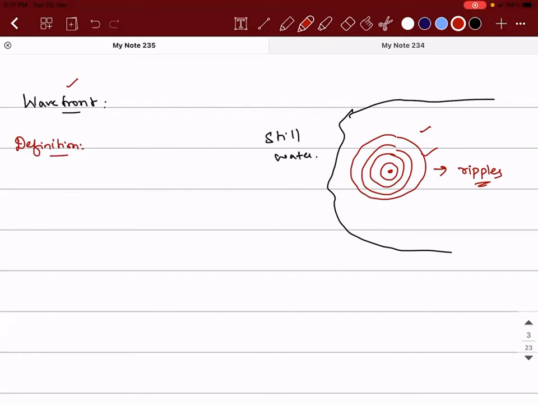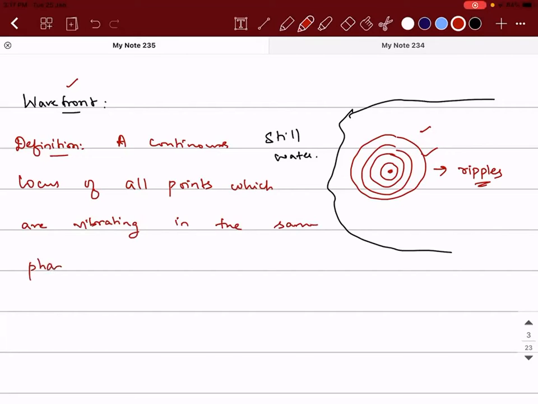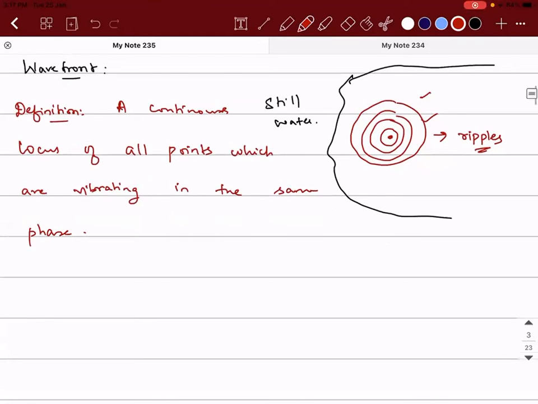So write it down. It is a continuous locus of all points which are vibrating in the same phase. So a continuous locus of all points which are vibrating in the same phase is what is called a wavefront. That is a book definition. Let me explain what it means.